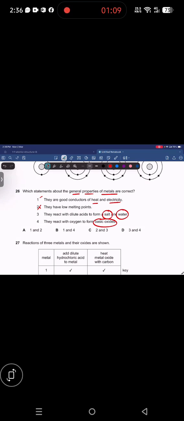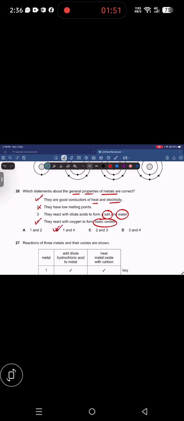The question arises here: do all metals react with acids to form salts and water, or not? No, all metals do not react with acids to form a salt and water. So the fourth one, they react with oxygen to form a basic oxide. This one is the correct one. So the correct answer is 1 and 4 here.